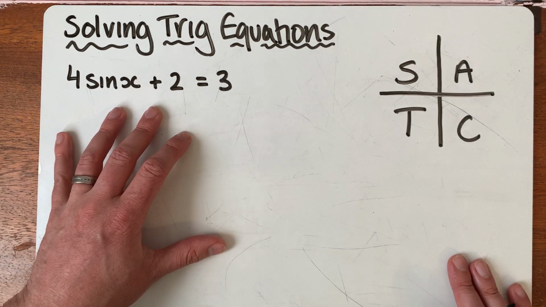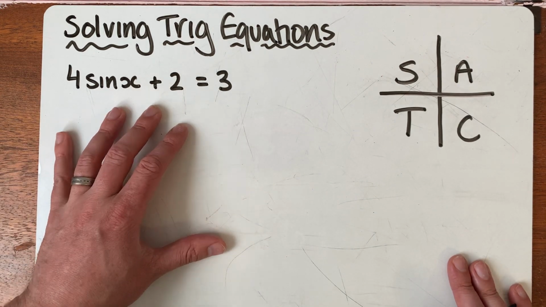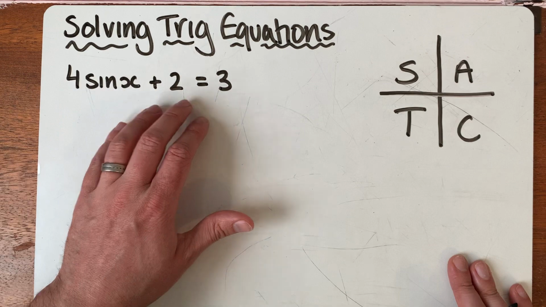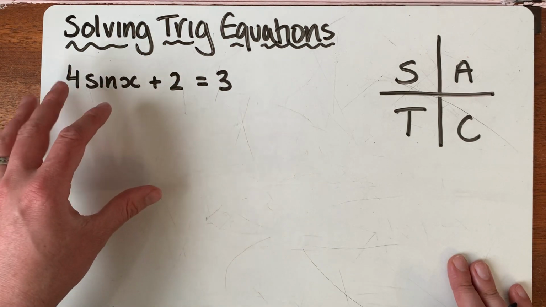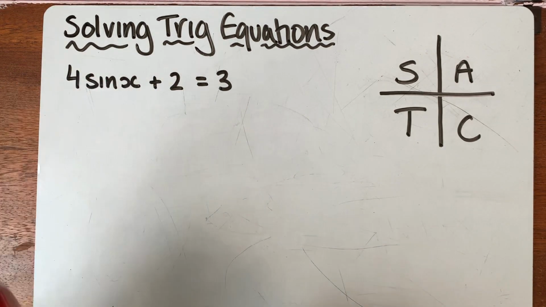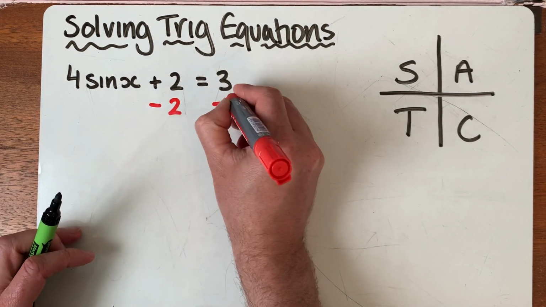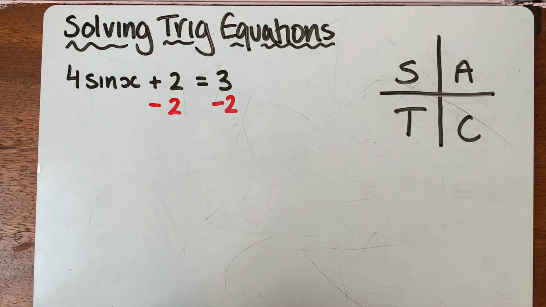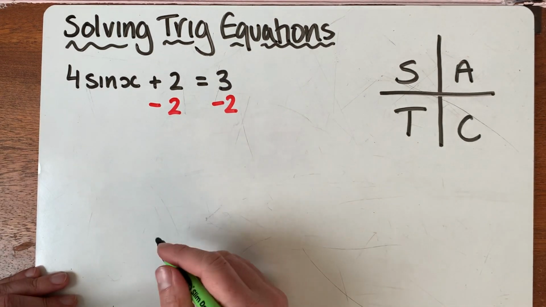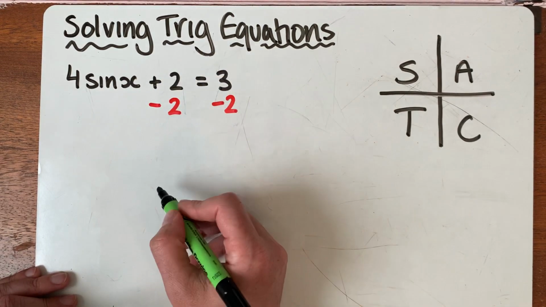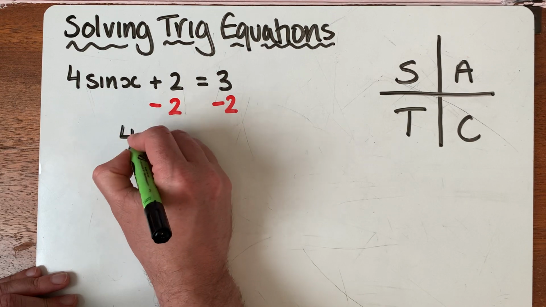Think about this equation like a linear equation. Imagine it was 4x plus 2 equals 3. Yeah, not sine x, but just x. What would we do? Well, the first thing we would do is subtract 2 from each side. Yeah, just our usual balancing process. What does this leave me with? Well, this positive 2 subtracting 2 just leaves me with 4 sine x on this side.